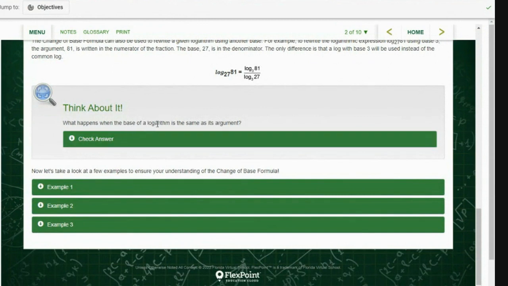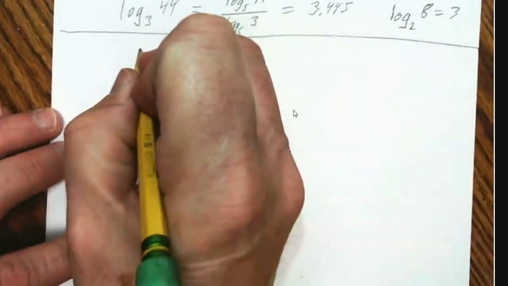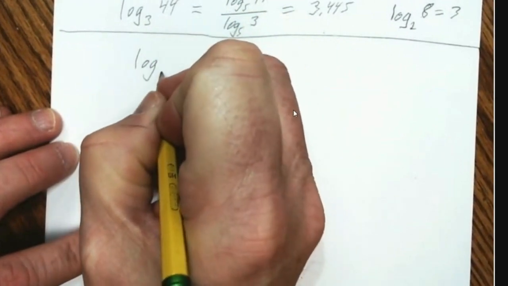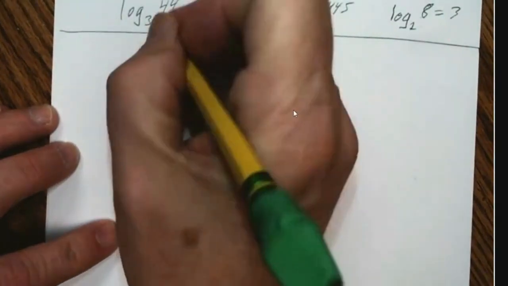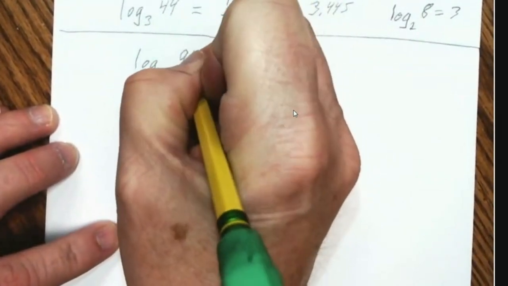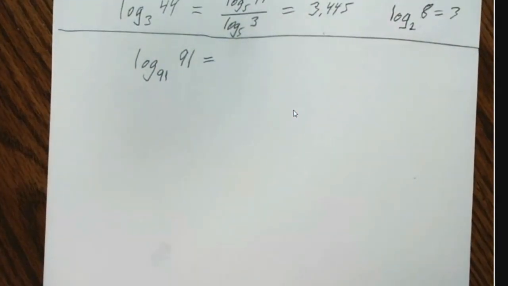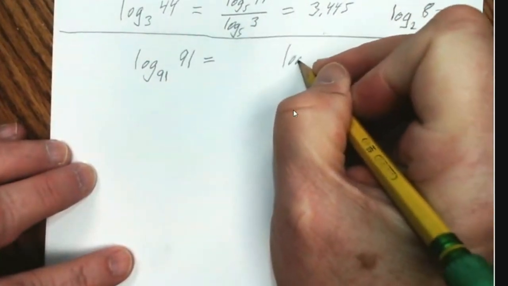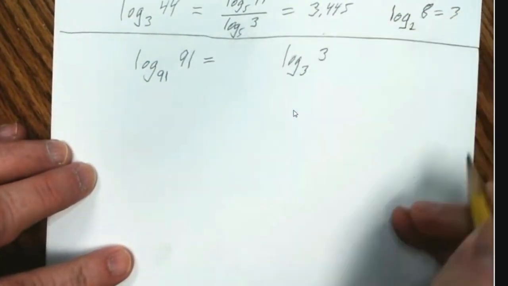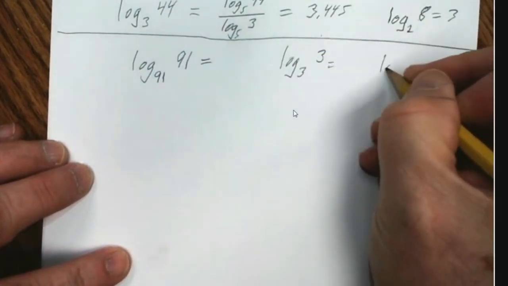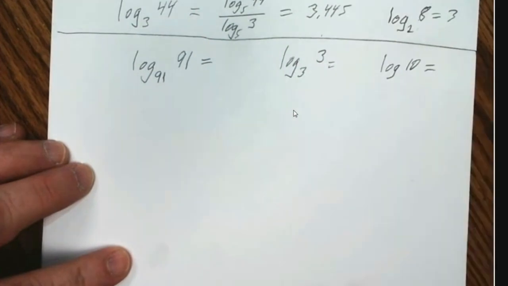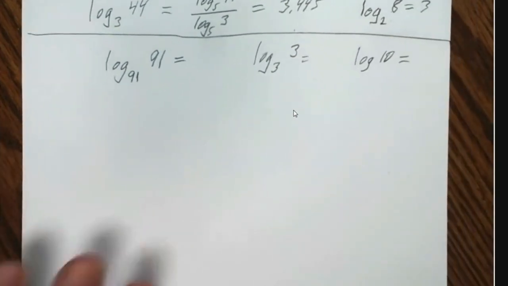So what happens when the base of a logarithm is the same as its argument? Oh, that's a good question to think about. What does happen when the base is the same as the argument? If I said log of base 91, I'm going to do something real complicated, right? Of 91. What's that going to equal? Or make it more simple, log base 3 of 3. Or just log of 10. What are your thoughts? Those all have the same answer, by the way.